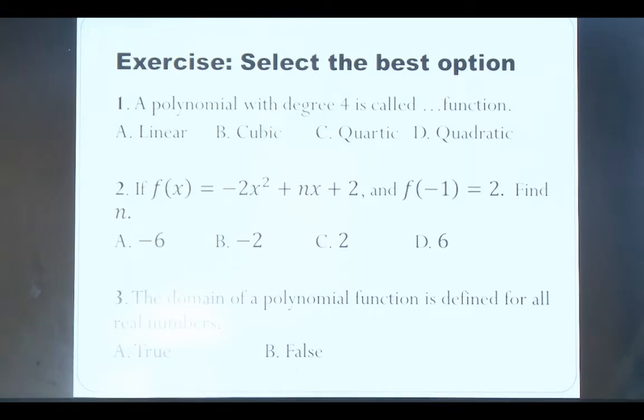Second, if f of x equals minus 2x squared plus nx plus 2, and f of minus 1 is 2, you have to find the value of n. Then the domain of a polynomial function is defined for all real numbers.